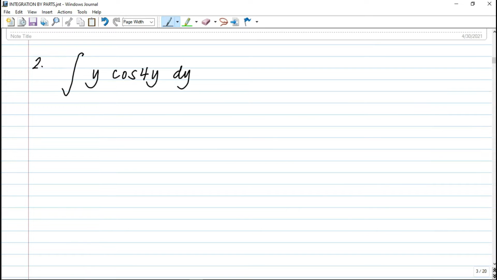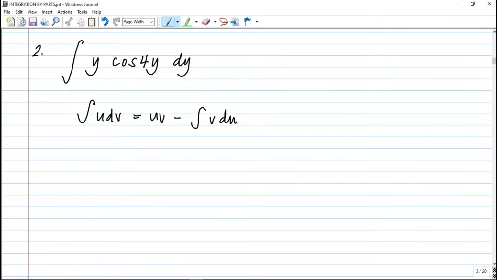Problem number 2, we have the indefinite integral of y cosine 4y dy. Okay guys, let's use integration by parts. Integral of u dv equals uv minus integral of v du. Let's itemize our variables.